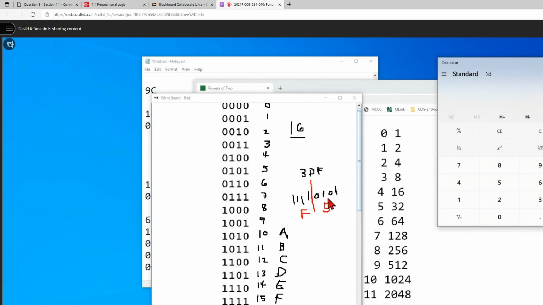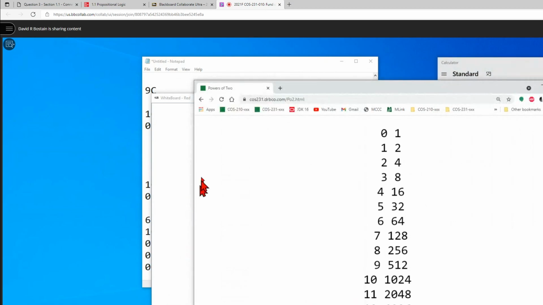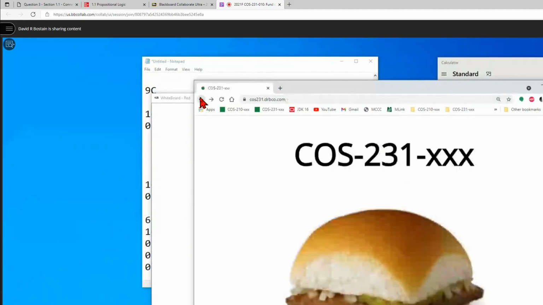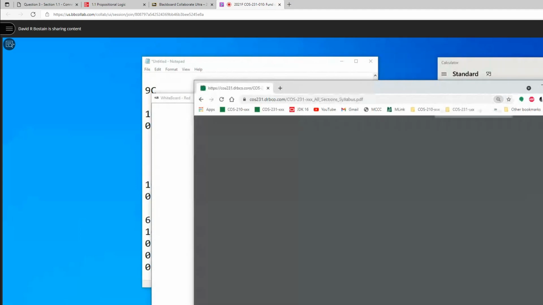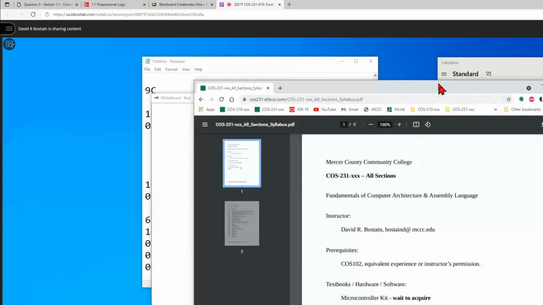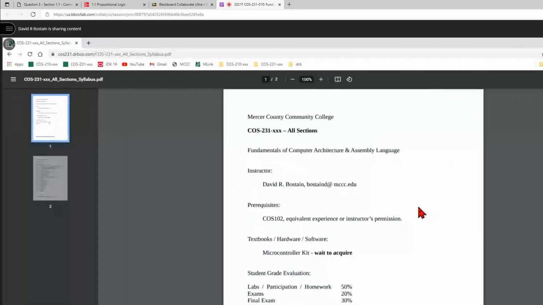So let's talk for a second about the syllabus, which I have stockpiled away somewhere here. Whoa, that's big. Okay, let's go over the great details of the class. This is Fundamentals of Computer Architecture and Assembly Language. We do both. My name is there as well as my email.